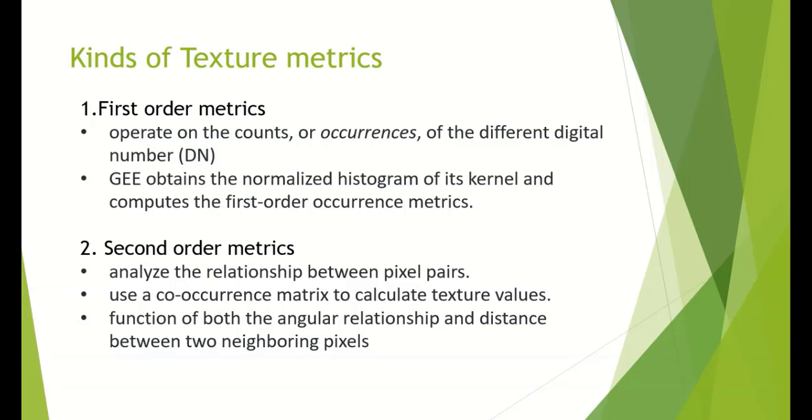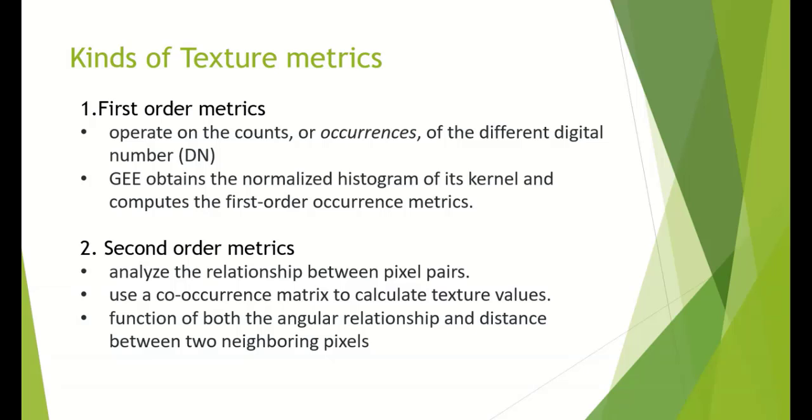There are two main kinds of texture metrics. The first one is first order metrics. First order metrics operate on the count or occurrences of the different digital number values within the kernel. There are multiple first order texture metrics. For example, mean, variance, entropy and skewness are some of the first order texture metrics that we can utilize in remote sensing.